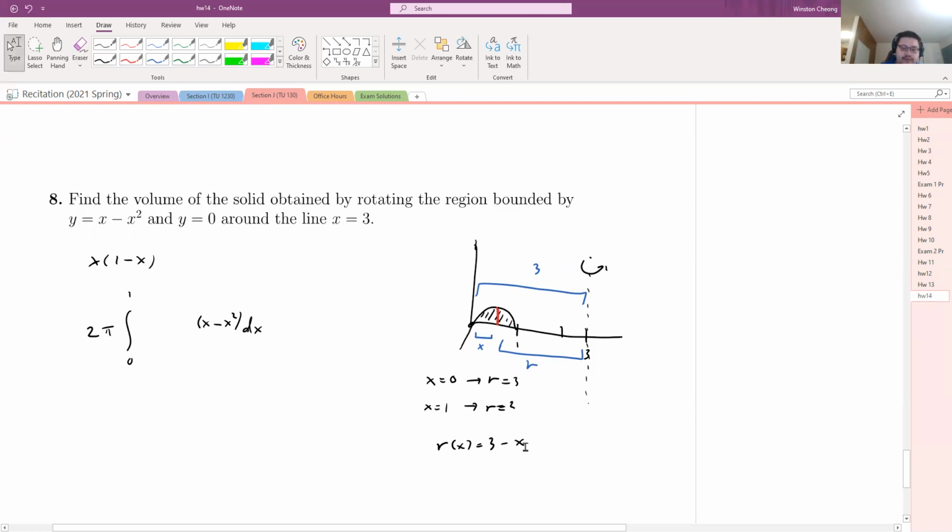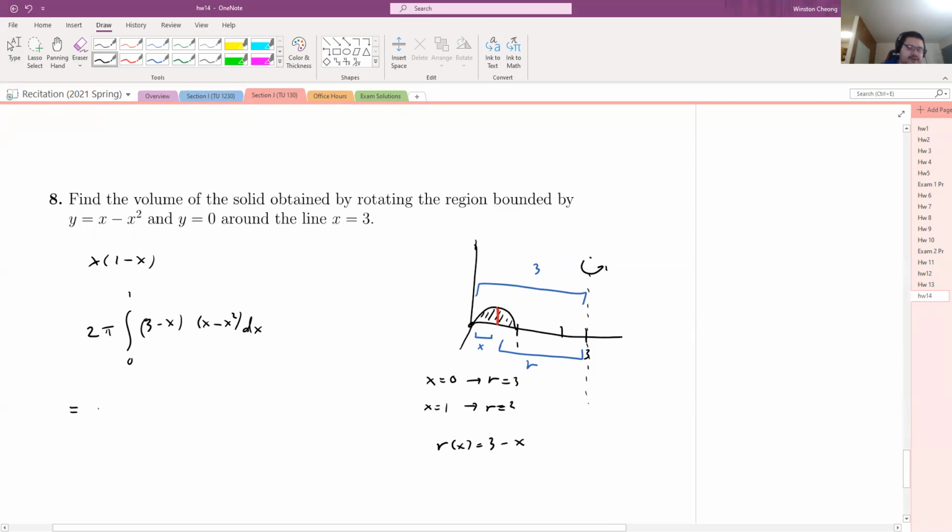But either way, you can convince yourself that the radius function should be 3 minus x, and then use that to fill in the formula for the shell method. And now it just amounts to computing this integral.